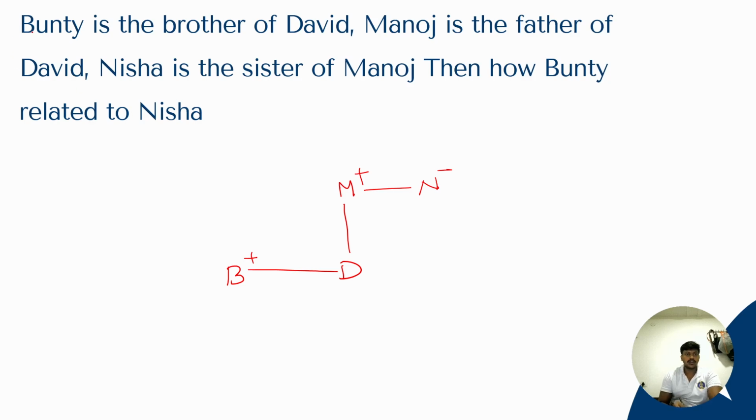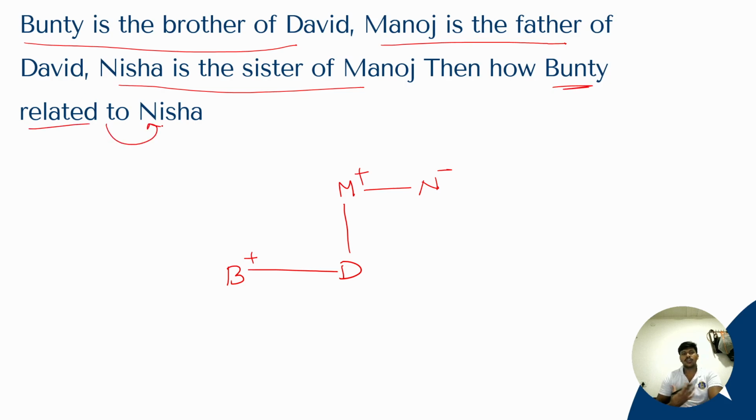We're done with the diagram. We first drew B is the brother of D. Then M is the father of D. Then N is the sister of M. We are done with the diagrams. Three symbols for three statements. Now the question. How is B related to N? So how are you going to represent this? Whomever the person after to, you are that person.